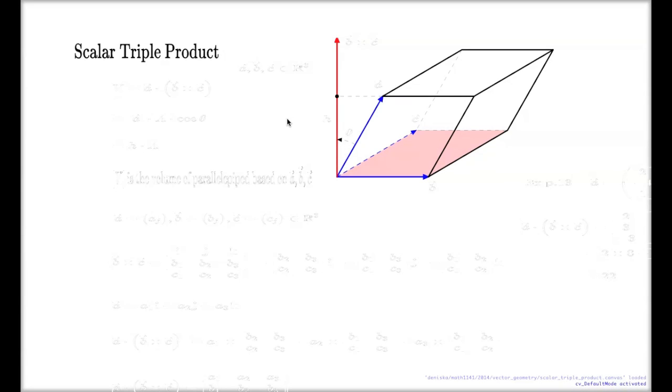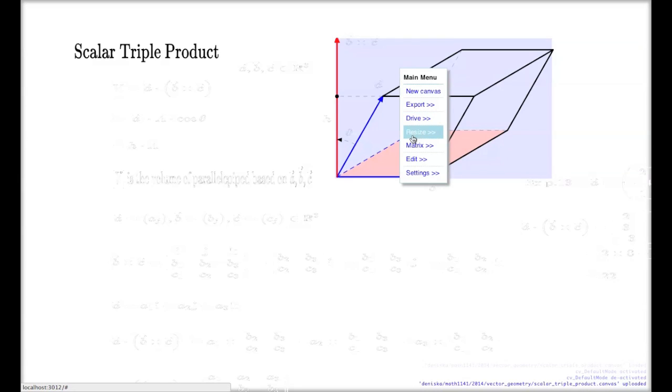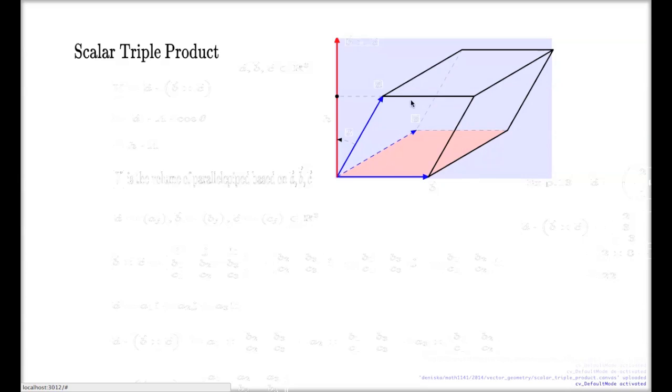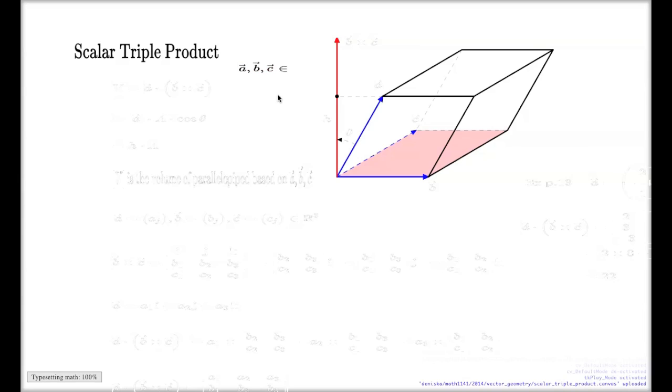It's another thing which exists only in three dimensions. It's called the scalar triple product. To compute a scalar triple product, you need three vectors. Normally we call them A, B, and C in three dimensions. And the actual computation goes like this: you just dot product the first vector with the cross product of the last two.